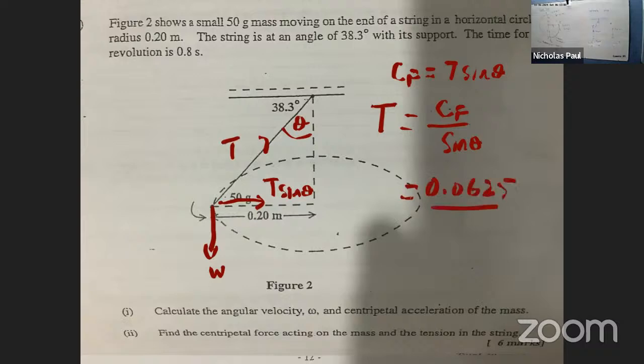For centripetal force again, 0.625 over sine. Again, the diagram I gave you had theta next to the normal, but they gave you theta next to the surface. So you have to remember that theta will be 90 minus 38.3. So that's how much? 51.7.